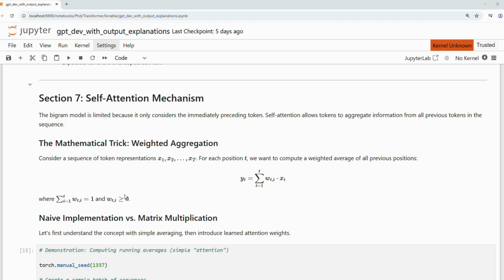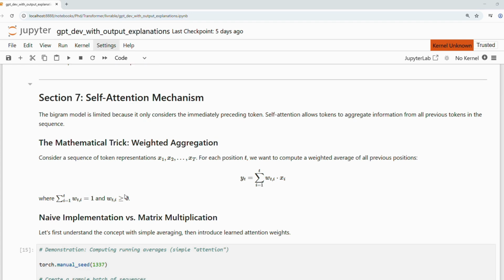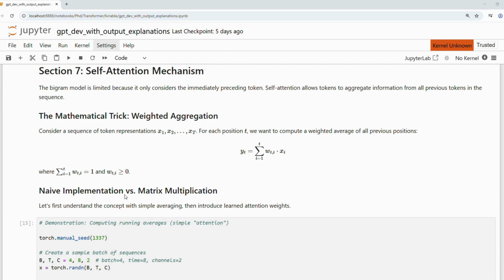Self-attention provides exactly that. Consider a sequence of token representations. For each position t, we want to compute a weighted average of all previous positions. The result is a new representation for position t that aggregates information from its entire history. The weights must sum to 1, they must be non-negative, and, critically, each position must only attend to positions that come before it. This is the causal constraint that makes the model autoregressive.